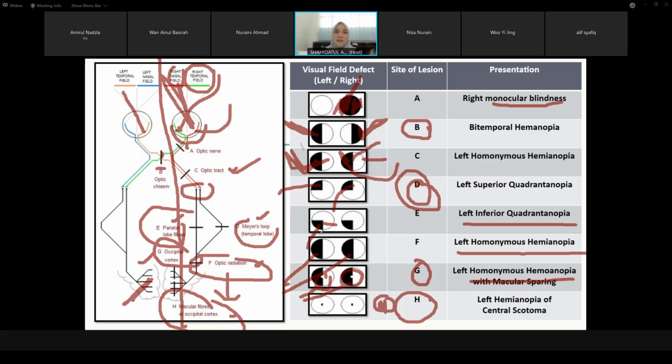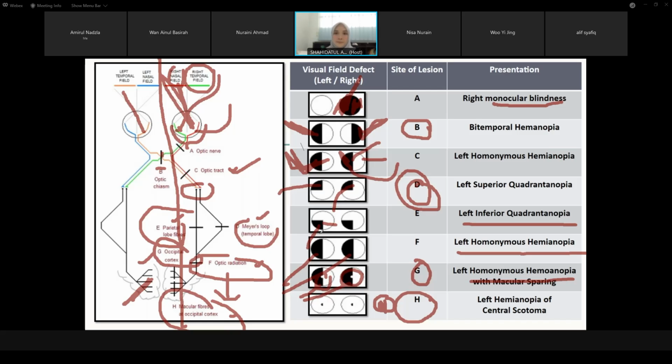Okay, anything retrochiasmal, which is after the chiasm. Chiasm is crossing kan? Nama pun dah cross. So anything after the chiasm, retrochiasmal, dia akan cross dan the defect is on the, walaupun on the right optic tract, but it is after crossing, jadinya the defect is on the left. Okay, so right optic tract will cause left homonymous hemianopia.